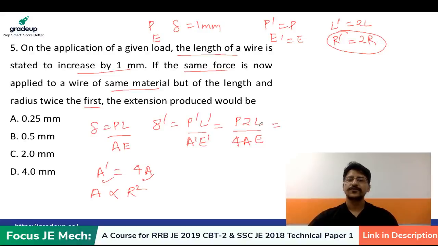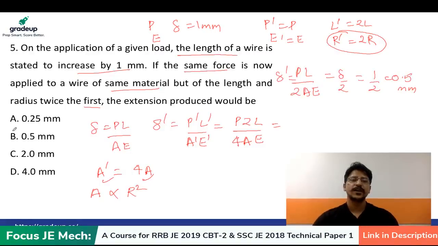Okay. So if you will solve this, you will get PL by 2AE, which is nothing but delta dash, and this is equal to delta by 2, which is nothing but 1 by 2, or you can say 0.5 mm. So 0.5 mm is your correct answer. That is B is your correct answer. Okay. Everyone, is this question clear to everyone? B is the correct answer for this one. Okay, B is the correct answer.